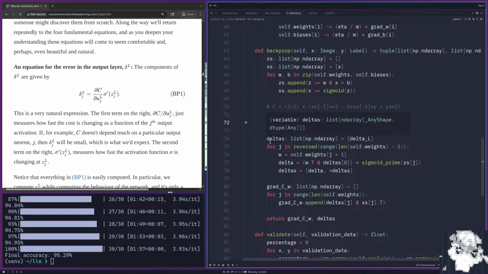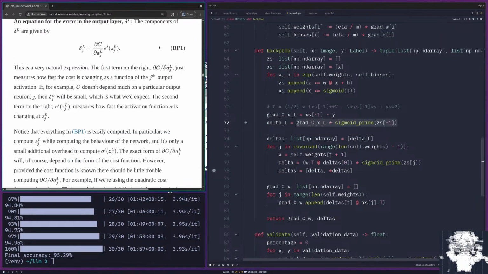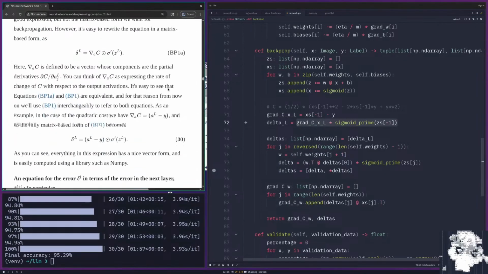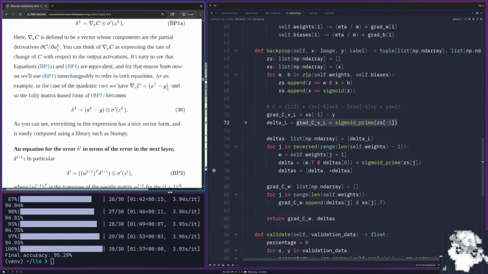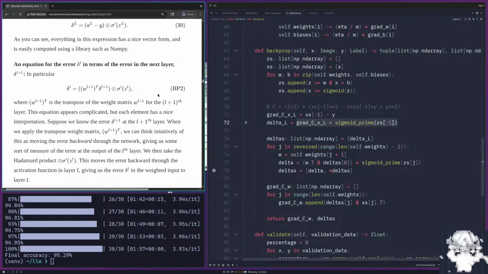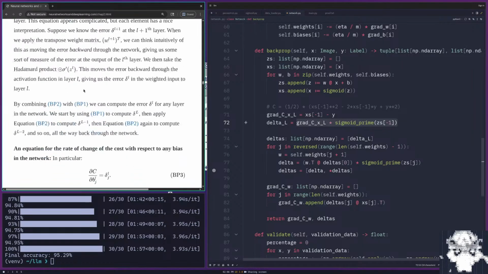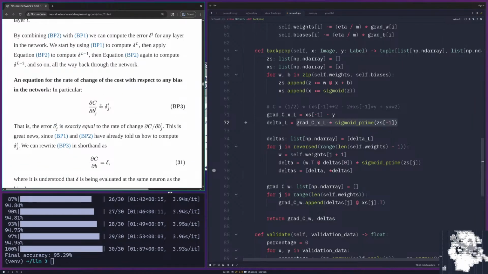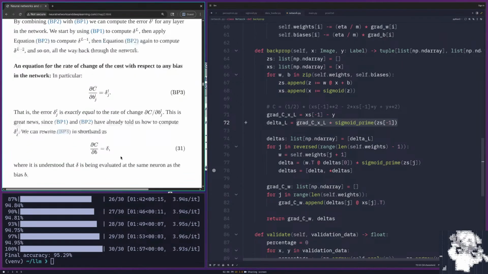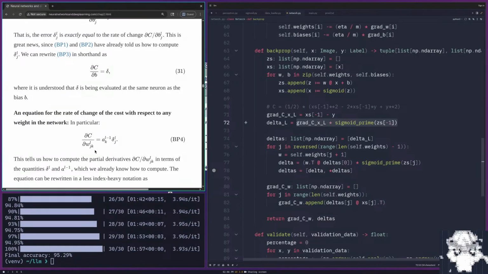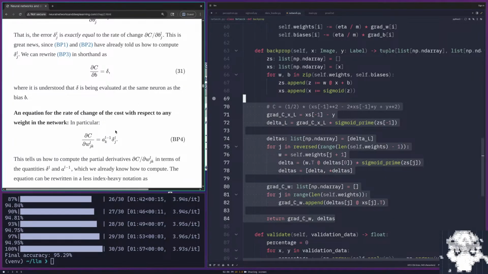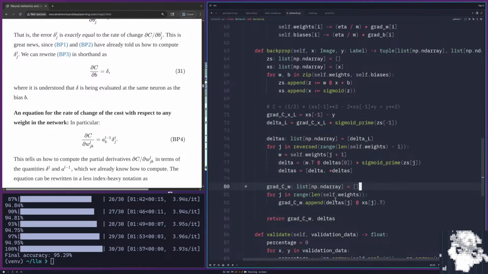Then the other BPs are talking about the inner layers. So BP2 tells you how to get the deltas in the inner layers, and BP3 and 4 tell you how to get the gradients of the bias and the weights from the deltas. So we implemented BP1 to BP4 here, and it actually worked.